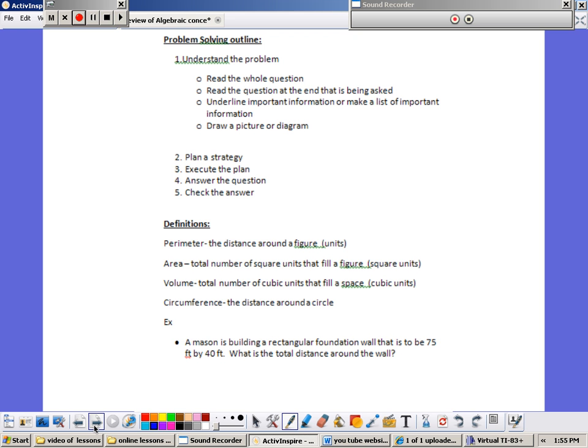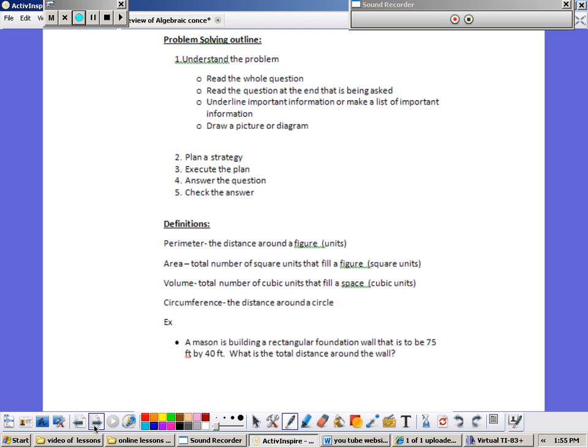Okay, some background information. Perimeter is the distance around the figure. It's in units. Area is the total number of square units that fill inside the figure. That's square units. Volume is the total number of cubic units that fill in a space. That's cubic units. And the circumference is the distance around a circle, meaning that it's pretty much the perimeter of a circle. Okay, this is how I problem solve. I read the entire problem.